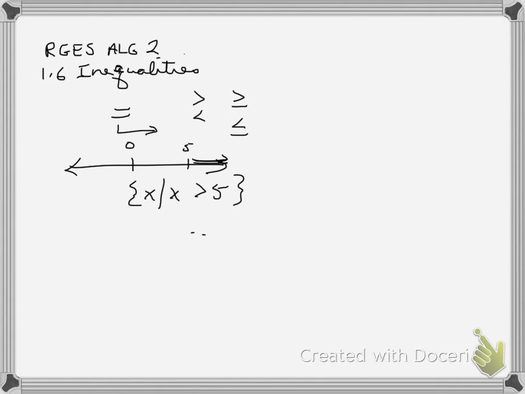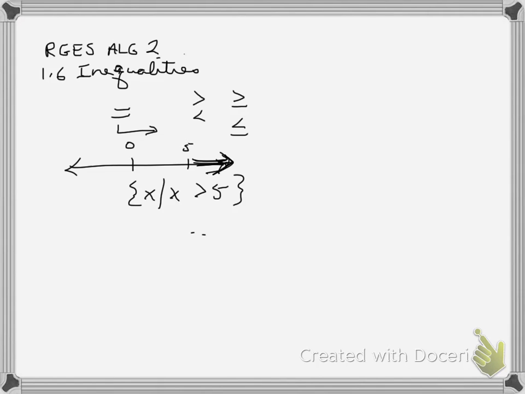Notice that everything greater will be an infinite amount of numbers. So it would be 6, 7, 8, but it also could be 5 and 1/10, 5 and 1/100th, 5 and 1/1,000th. You get the idea, on and on and on, an infinite variety.